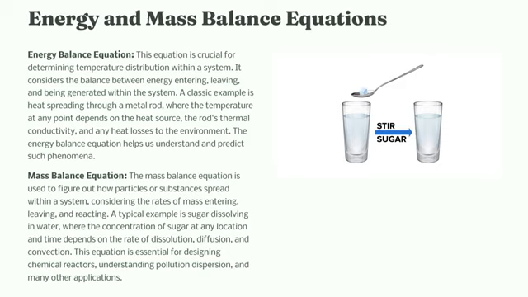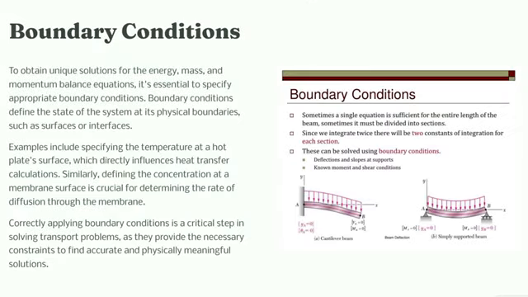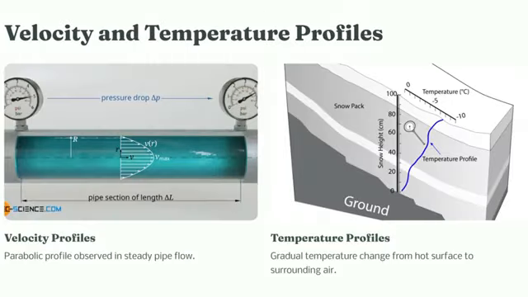And it's cool because once we set up these equations, we can solve them using boundary conditions, like the temperature at the surface of a hot plate or the concentration at the membrane. Oh, and we also use velocity profiles for solving these equations, like the parabolic profile you get when fluid flows steadily through a pipe. And for heat transfer, we use temperature profiles, like how temperature gradually changes from a hot surface to the surrounding air.